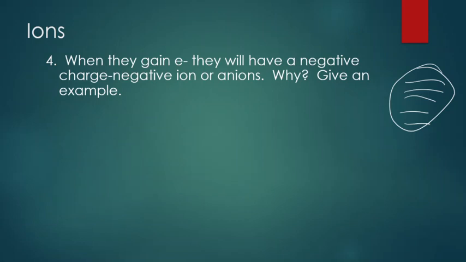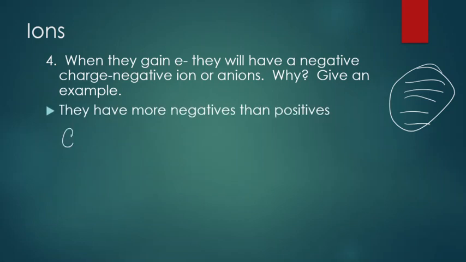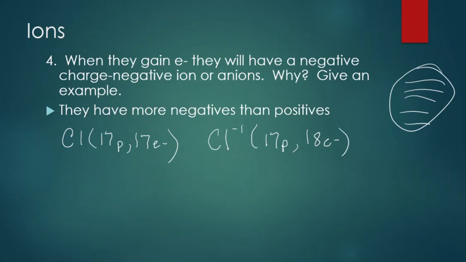For example, chlorine normally is made up of 17 protons, 17 electrons. But when a chlorine atom becomes an ion, it gains an electron. So, anions, onions, smelly, negative. It's not good to be negative, is it?